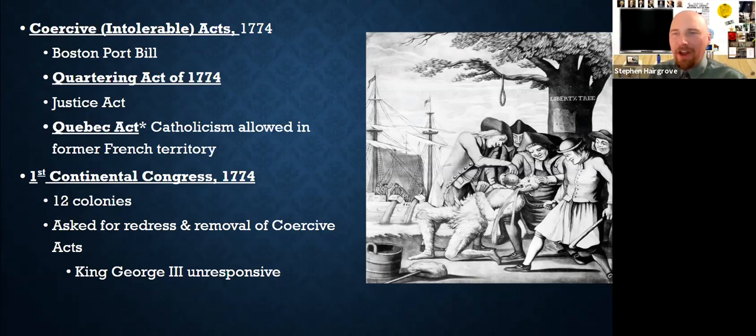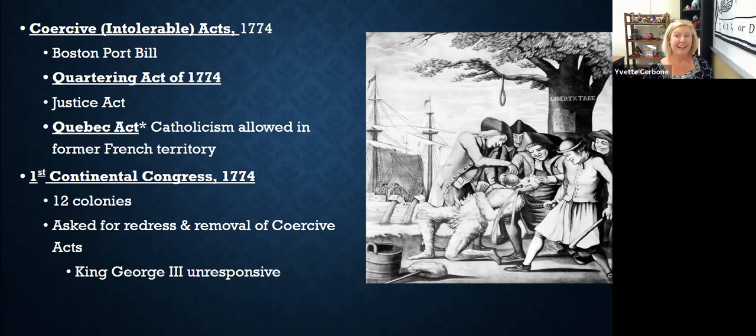Reminds me a lot of what's going on in Hong Kong right now. Yes, yes. I would say that's some comparative government.